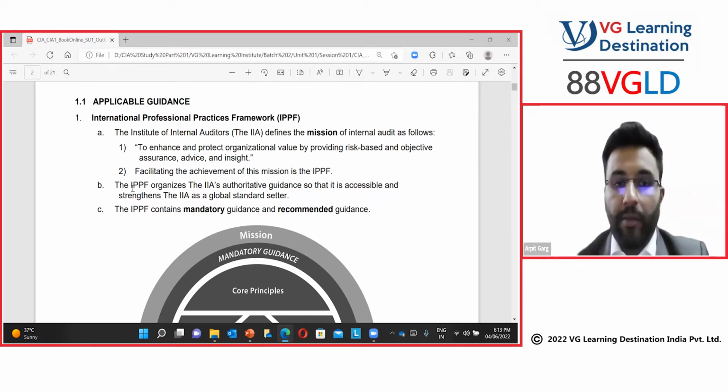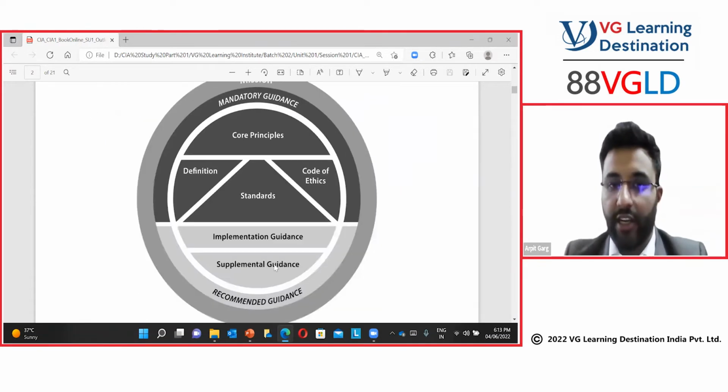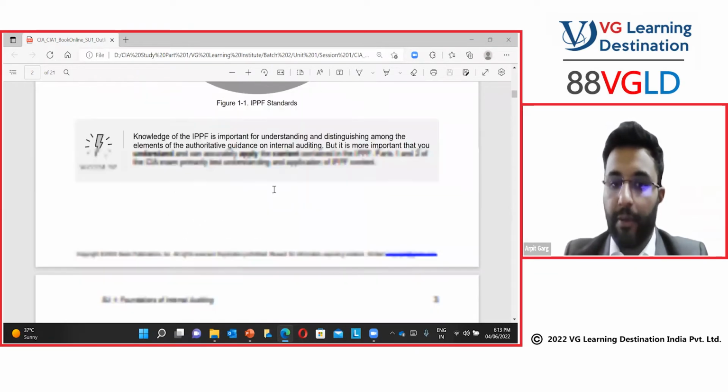Okay. Now coming on, the IPPF organizes the IIA authoritative guidance so that it is accessible and strengthens the IIA as a global standard setter. The IPPF contains mandatory and recommended guidance. So we have already covered this graph, folks. What does the IPPF cover?